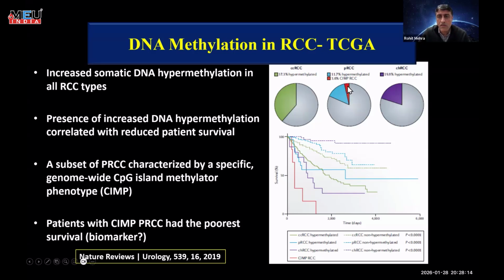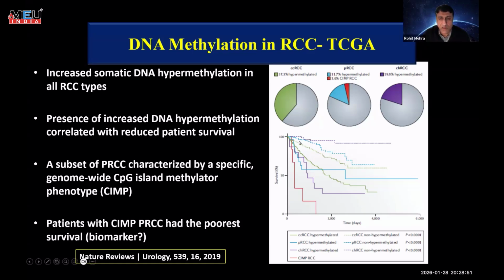However, I would like to point out this small red segment, which is a specific subset of papillary renal cell carcinoma, or RCC with papillary features, characterized by a specific genome-wide CpG island methylator phenotype. These are the patients we know as CIMP papillary RCC. Like we can see in this KM curve, patients with CIMP RCC with papillary features have the poorest survival amongst all renal cell carcinoma subtypes. It is important for us to be able to, in advance, diagnose or detect these patients, and we really need a biomarker in this space.